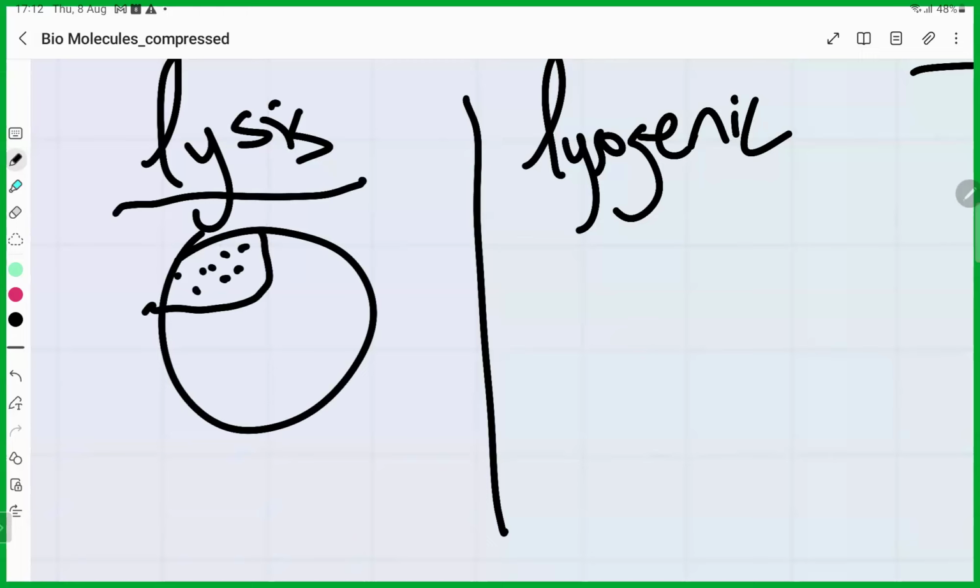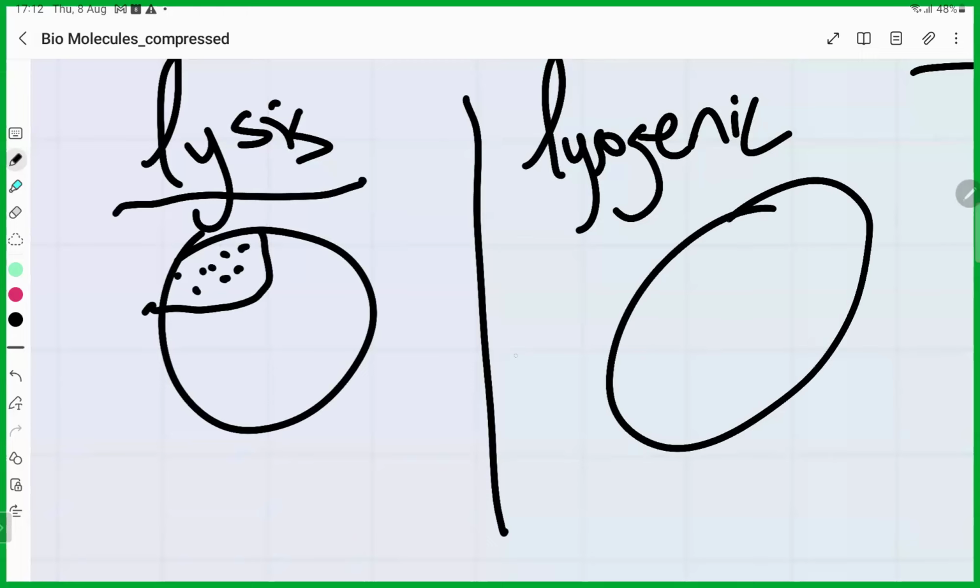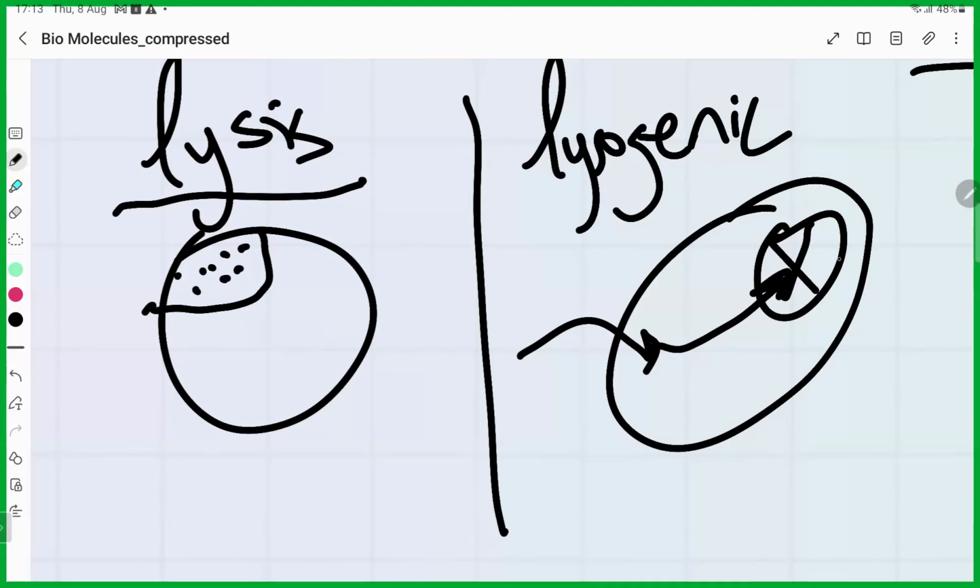However, in the lysogenic cycle, the virus enters and goes to the nucleus, and the viral DNA enters the DNA in the nucleus and modifies it to become viral DNA. And when the DNA is viral, this cell will become infected.